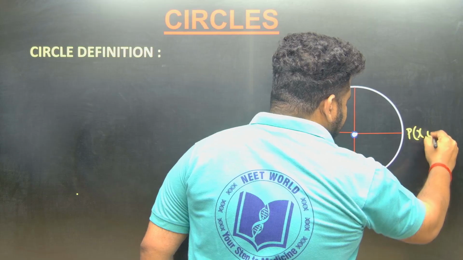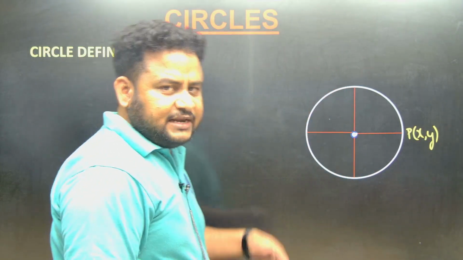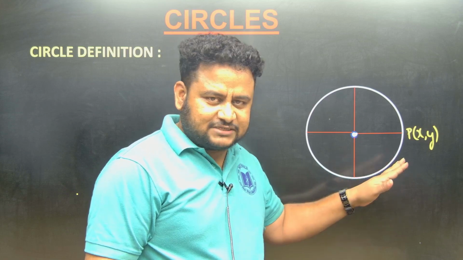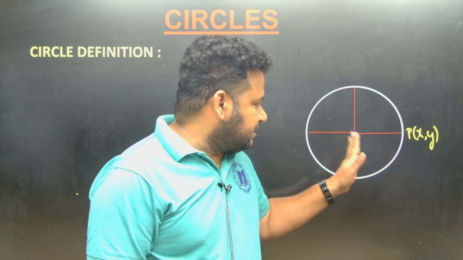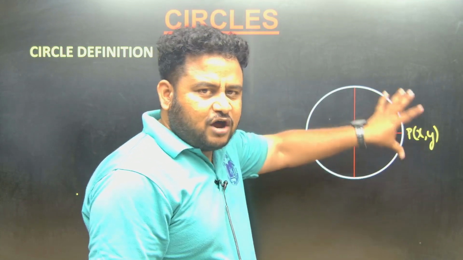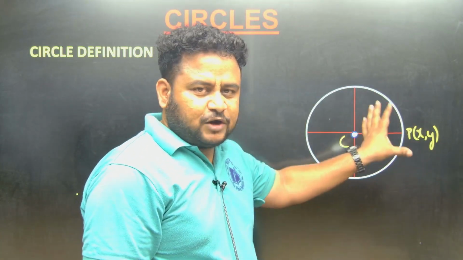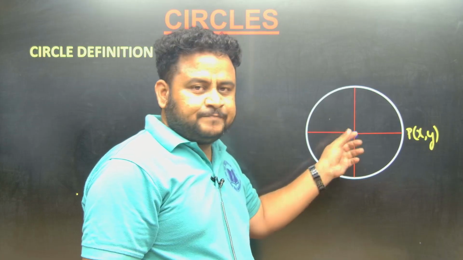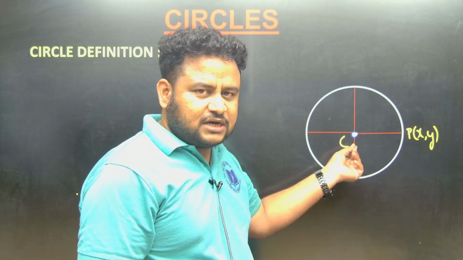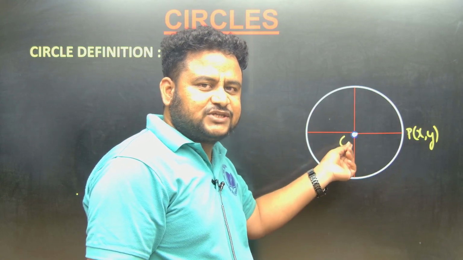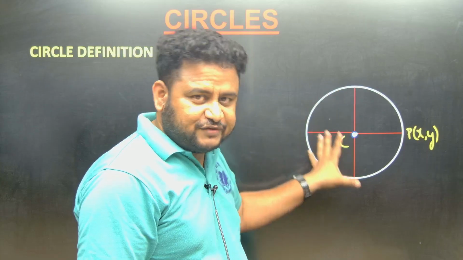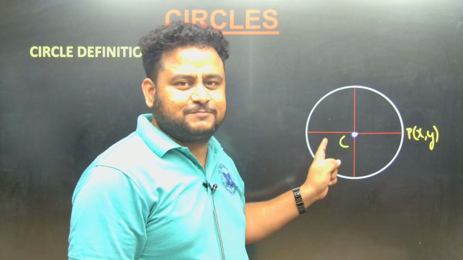Okay, let it be x comma y. Whenever we take any point P x comma y, we have to find the locus of that point. What is the locus? I will be explaining in the upcoming classes, don't worry. So, fixed point, let this be C. The collection of all points around a fixed point, the collection of all points around the center, which are equidistant from that fixed point.